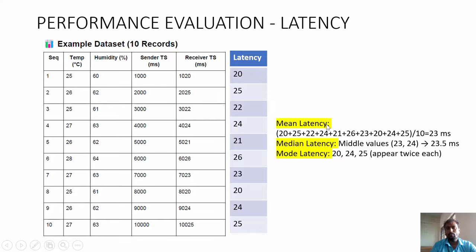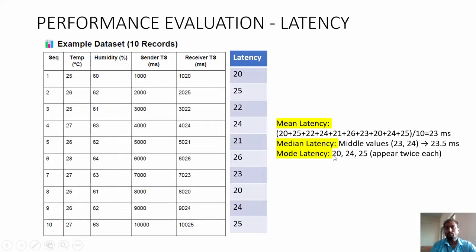Again, to find the mean latency, sum up all the latency terms and divide by 10, which is equivalent to 23 milliseconds. To find the median latency, sort the values in ascending order. We get the fifth and sixth terms, 23 and 24, and since they are different, we take the average: 23 plus 24 divided by 2, which is 23.5 milliseconds. That is the median latency.